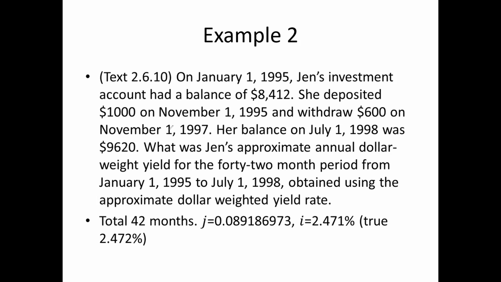And I think it's probably easier to deal with months. So let's draw the timeline. It's a long timeline. Okay, at time 0, let's just put January the 1st, 1995. This is actually 0. Balance A, 8,412 at time 0. She deposited $1,000 on November the 1st, 1995. So in terms of months, that is 10 actually.